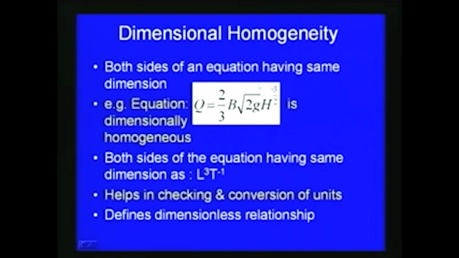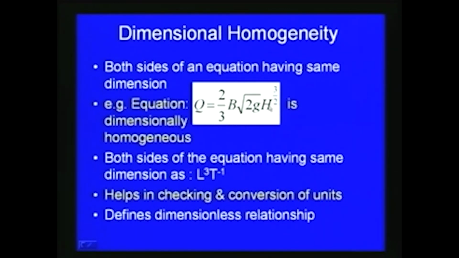If you analyze this equation, on the left hand side it is discharge. The discharge unit is meter cube per second, so the dimension is L cube into T to the power minus 1. And on the right side, 2 by 3 and all these are constants, then b, the unit is length or L, and then h, the unit is L, so L into L to the power 3 by 2, and g we have already seen is acceleration due to gravity, so meter per second square.